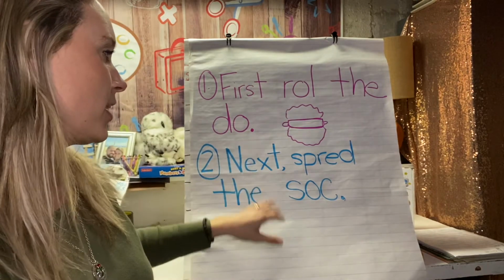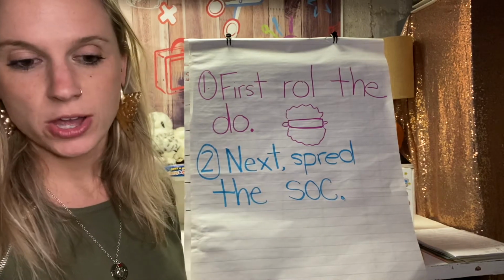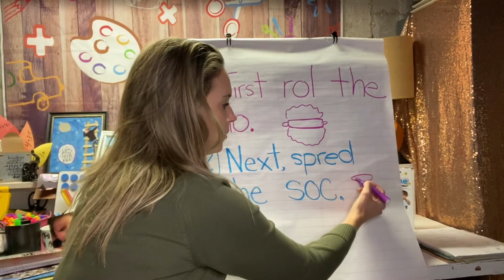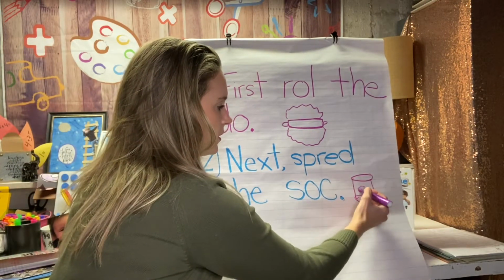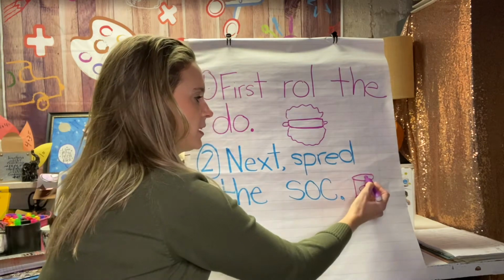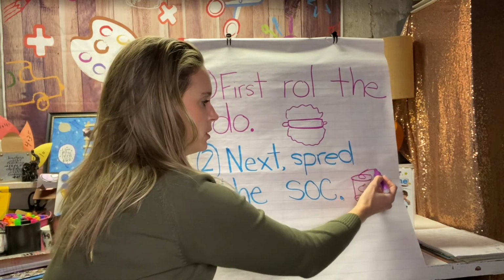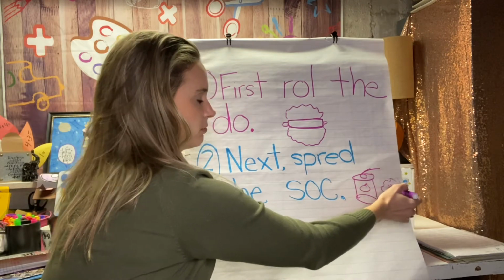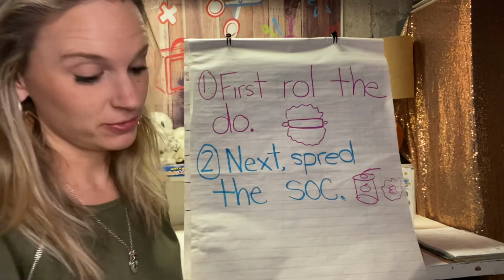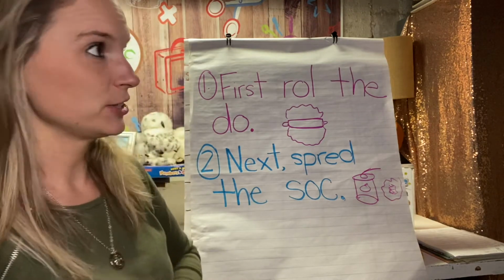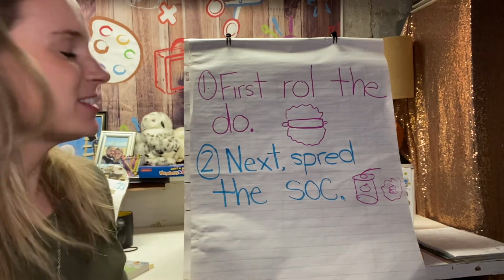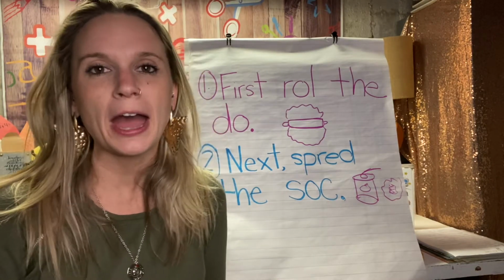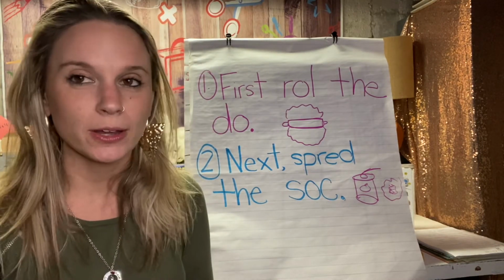So I have to add my picture for spread the sauce. So for that, I'm going to draw a jar with a tomato on it because that's tomato sauce. And I'm gonna put a spoon in my jar, and my dough's over here with some sauce on it. It's not, again, not the best artist, am I? That's all right. Okay, so make sure today you are writing step number 2 for your how-to book, okay?